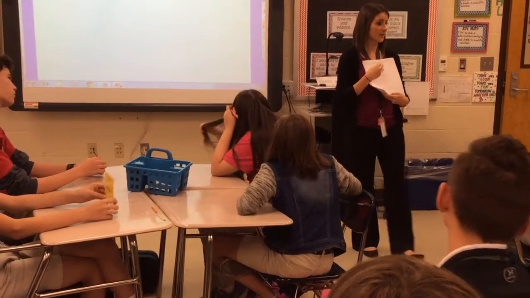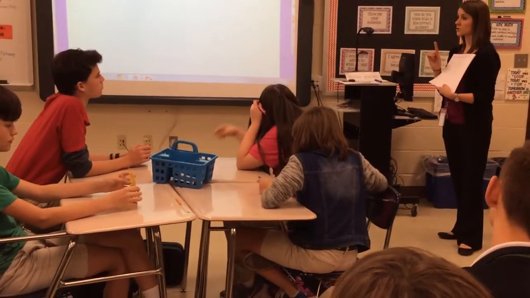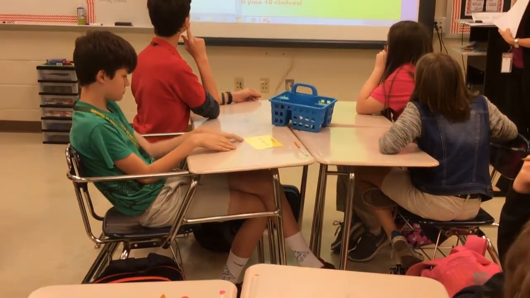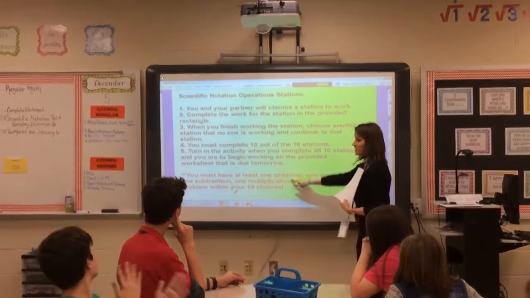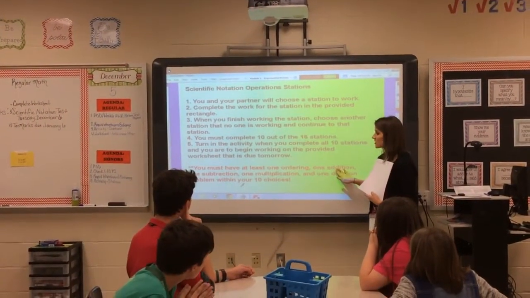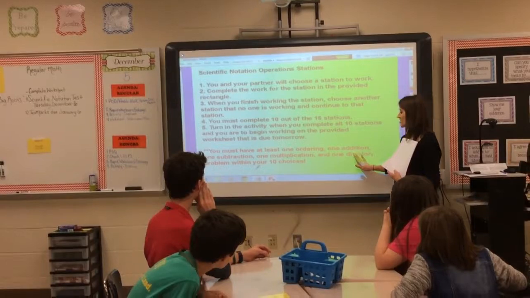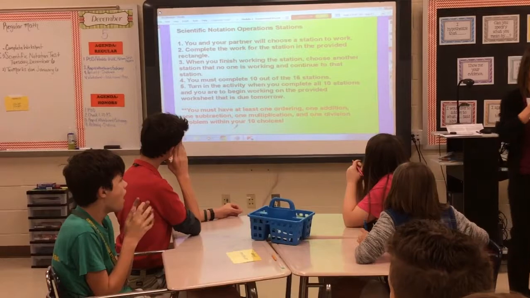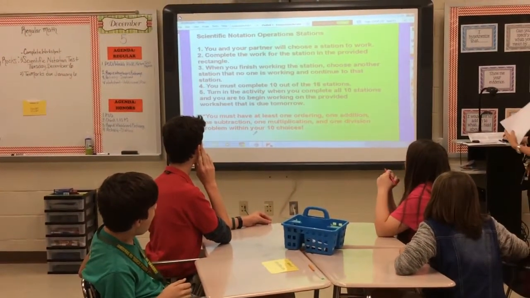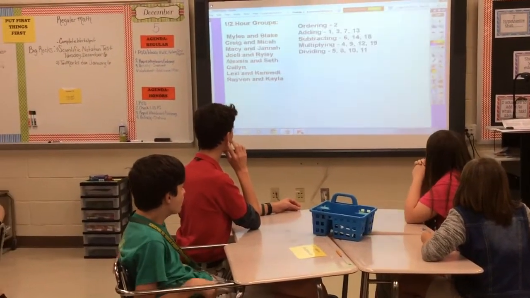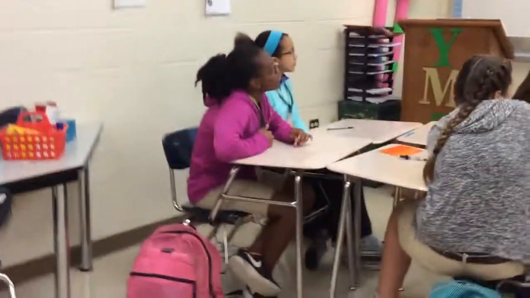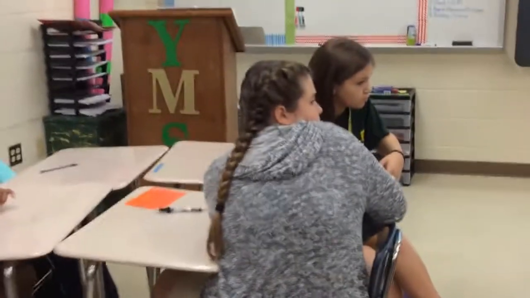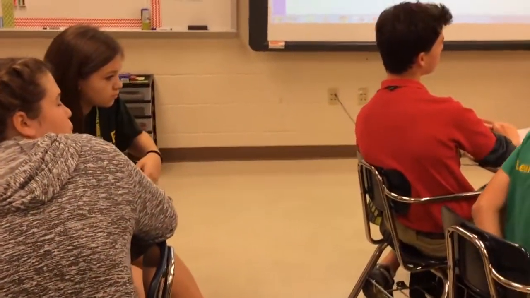So you have to complete 10 out of the 16 stations, so it is completely your choice. You are to visit at least 1 ordering in scientific notation, 1 addition, 1 subtraction, 1 multiplication, and 1 division problem within your 10 choices. Okay? So there's different ones spread out throughout the room. To help you with that, on the flip chart, I am saying the only ordering station I have is station 2. So should everybody be visiting that station? Yes. That's the only ordering one.